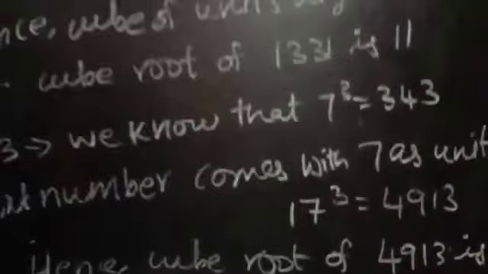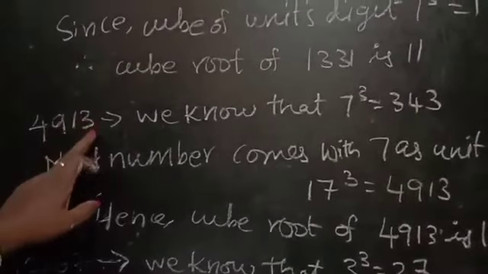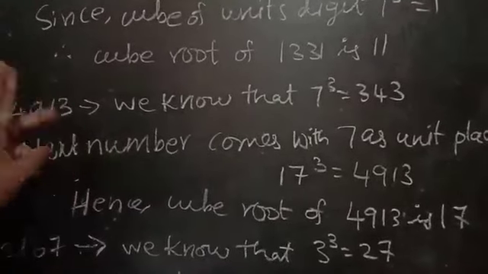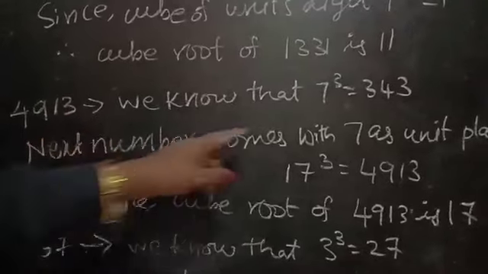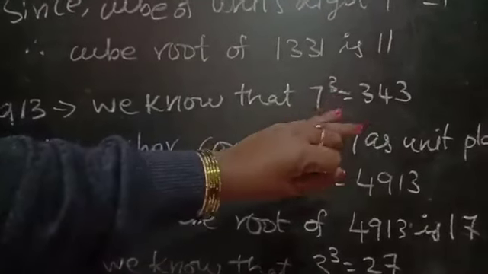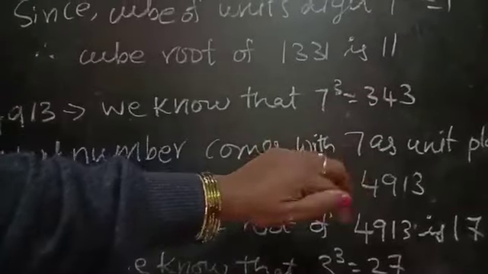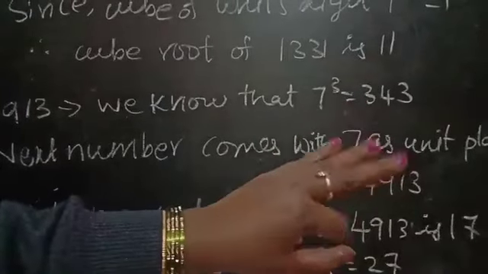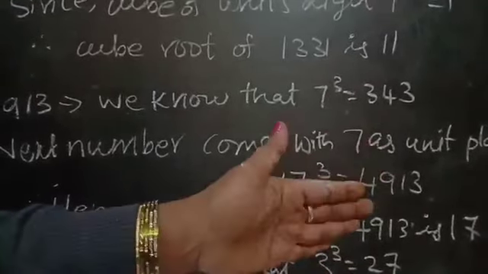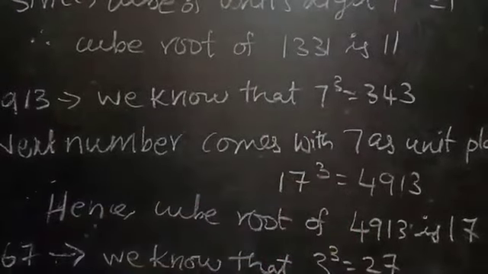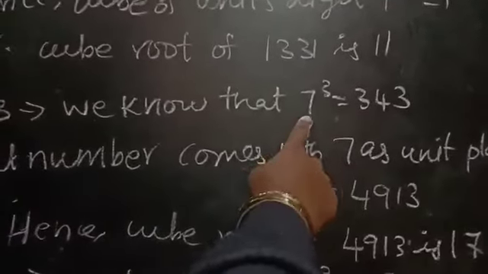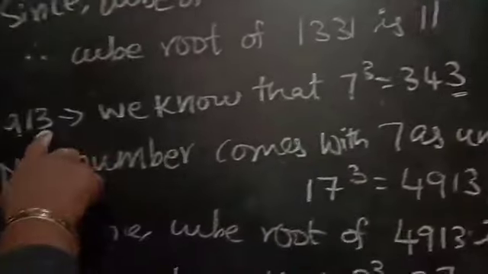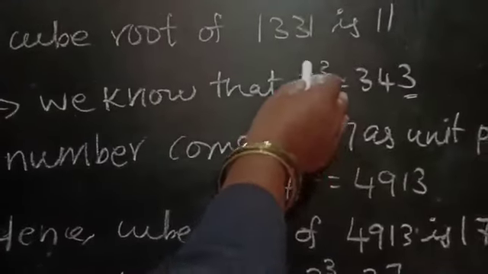Here they have given 4913. In this we have unit place 3. So we should guess which number, when we multiply 3 times, will give 3. So 1 cube, 2 cube, 3 cube, 4 cube, 5 cube like that we have to write. 1 cube is 1, 2 cube is 8, 3 cube is 27, 4 cube is 64, 5 cube is 125. Now here 7 cube is 343, so 3 is there in the unit place. So we can write 7 cube.